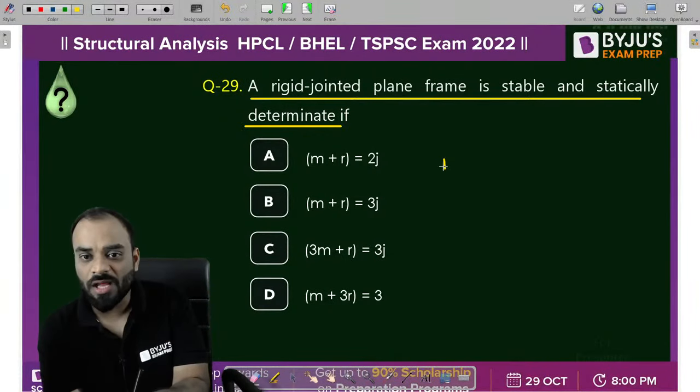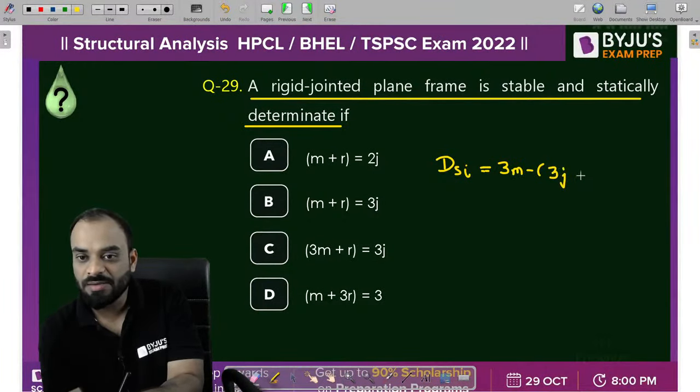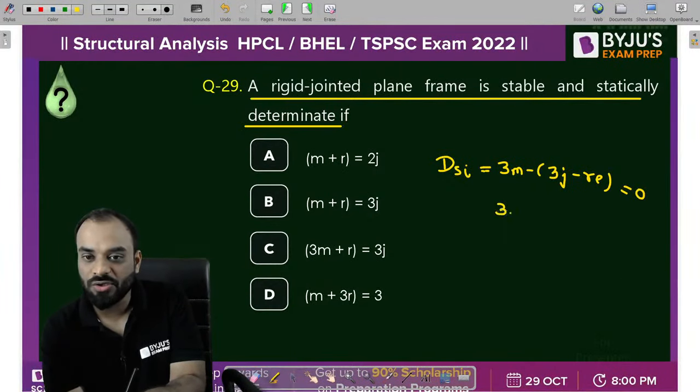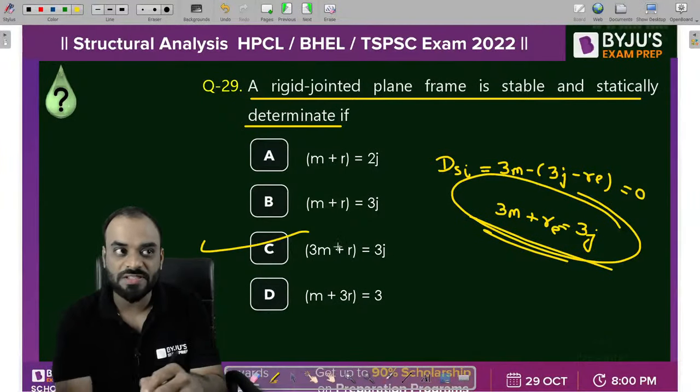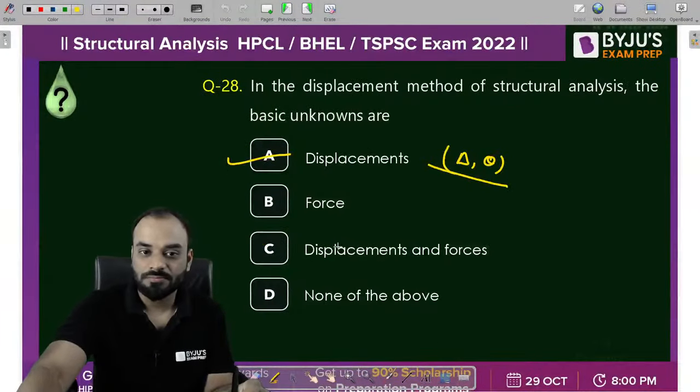Do you remember formula to write down the DSI value? DSI is equal to 3M minus 3J minus RE, right? So it should be equal to 0. If it is equal to 0, can I say that guys, 3M plus RE is equal to 3J. Then only it is stable as well as statically determinate. So that's why C is the correct answer for the problem.